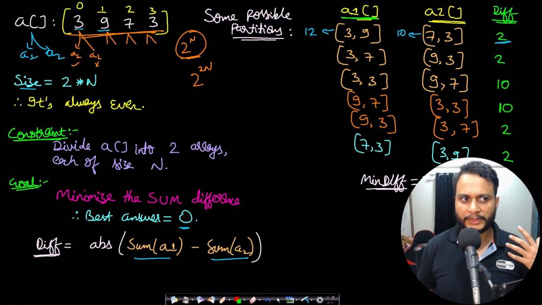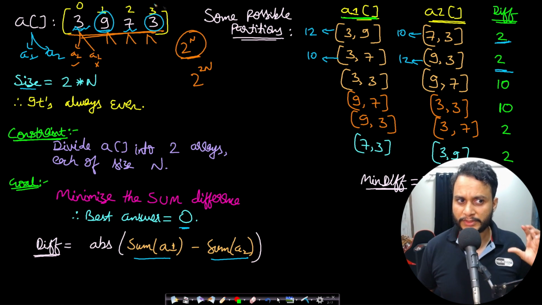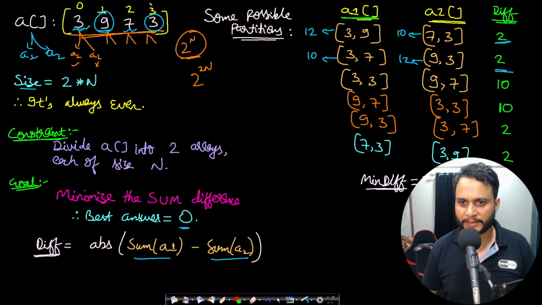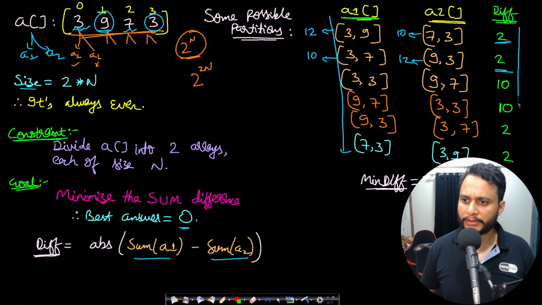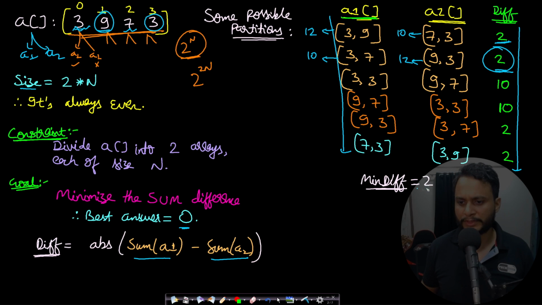Now we could have taken 3 and 7 in the first array, and decided to take 9 and 3 in the second array, right? And in that case you will have 10 as the sum of the first array, and you will have 12 as the sum of the second array, and the absolute difference between them will again be 2. Like this you can try out all possible combinations, and you will see that these are all possible combinations for the given example. I have also mentioned all the differences on the right hand side, the absolute difference between the sum of array 1 and array 2. You will find that the minimum of all these differences is equal to 2, and therefore the minimum difference answer is 2 in this case, and this is what we need to return.